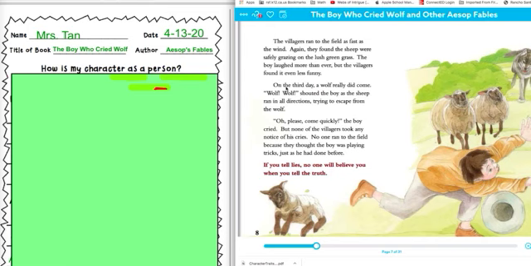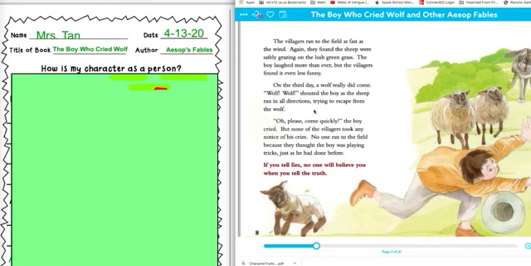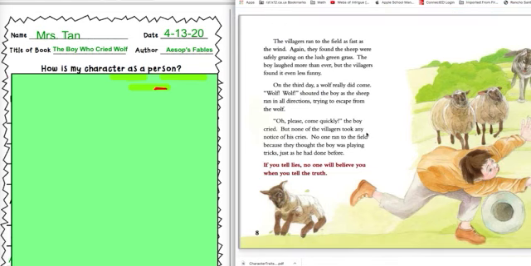Okay, let's continue on. On the third day, a wolf really did come. "Woof, woof!" shouted the boy as the sheep ran in all directions trying to escape from the wolf. "Oh, please, come quickly," the boy cried. But none of the villagers took any notice of his cries. No one ran to the field because they thought the boy was playing tricks again, just as he had done before. If you tell lies, no one will believe you when you tell the truth.